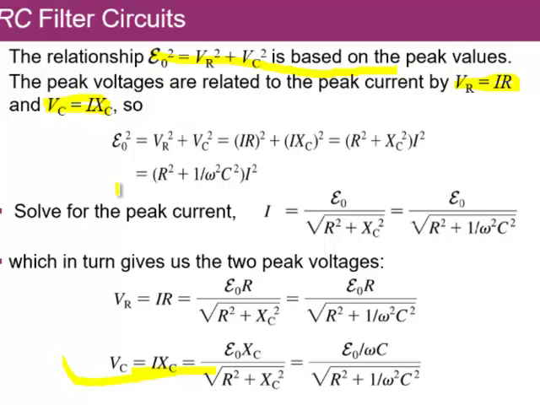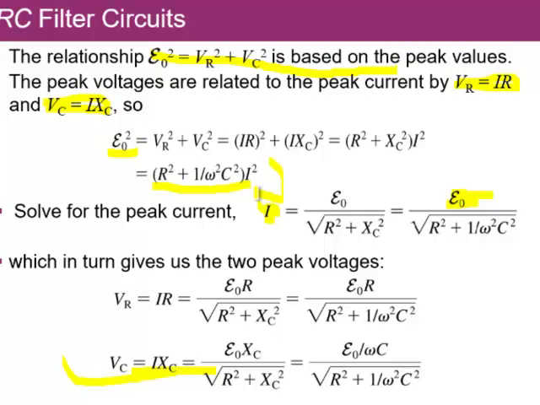So now we bring this together, we combine the pieces here, and we end up with a relationship between the EMF of the source and the components of the circuit, that is R and C. They get put together this way. And now we can solve for the peak current in terms of the EMF of the source. Notice that the relationship is a bit complicated, but we get this current from this equation right here.